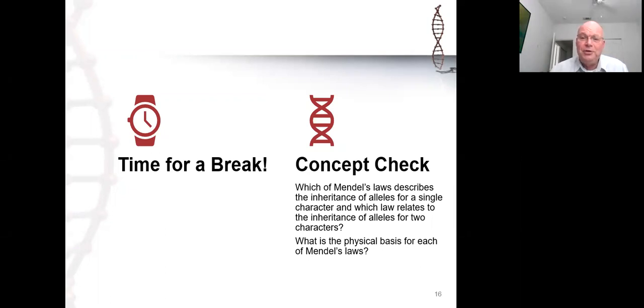What is the physical basis for each of Mendel's laws? Well, the law of segregation, remember, is based on the behavior of the homologous pairs of chromosomes in anaphase 1, where the homologous chromosomes are separated from each other. So the physical basis for that would be the separation of the homologous pairs in meiosis 1, specifically metaphase 1. What would be the physical basis for the law of independent assortment? Well, that would be the independent and random arrangement of the chromosomes on the metaphase plate.